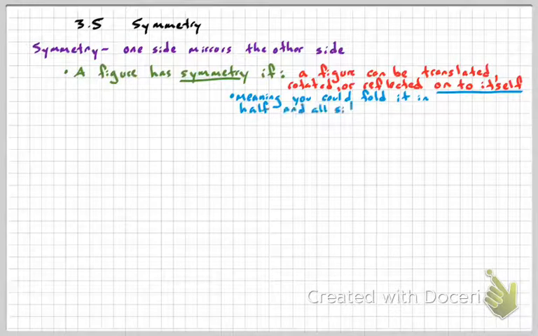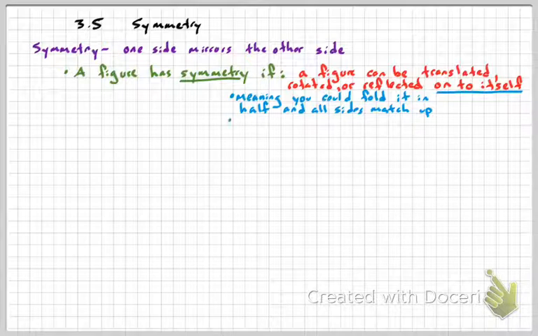So think of it this way, right? Say you have an image drawn on a piece of paper. If you could fold that image in half and it matches up exactly line for line, like the left matches the right, then that figure has symmetry.